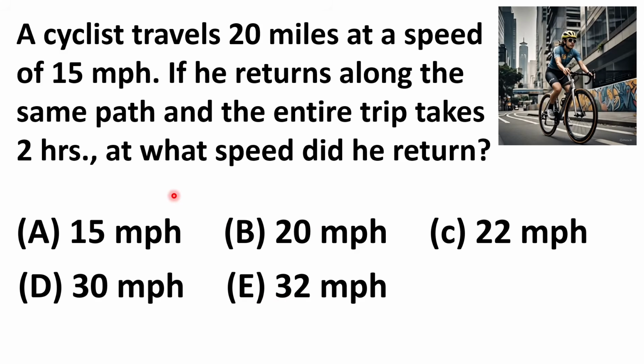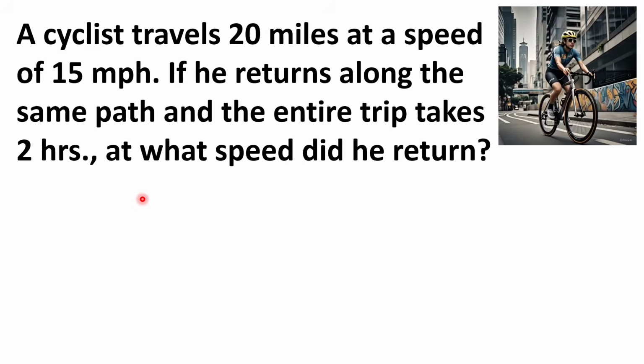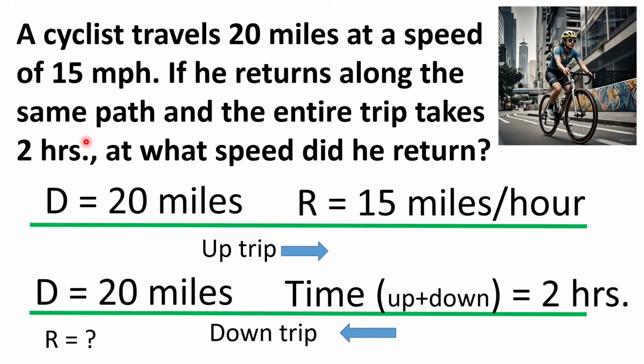So let's calculate this. First of all, we have to understand the question. In this question, a cyclist goes on an up trip and he returns back. A cyclist travels 20 miles at a speed of 15 miles per hour. So this is your up trip. The cyclist travels 20 miles, this is the distance, and this is your velocity, speed or rate, which is 15 miles per hour.